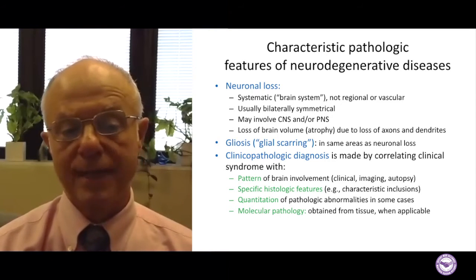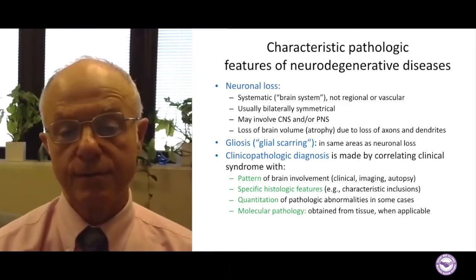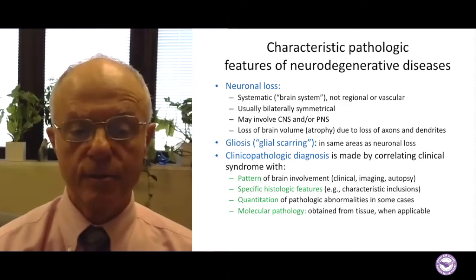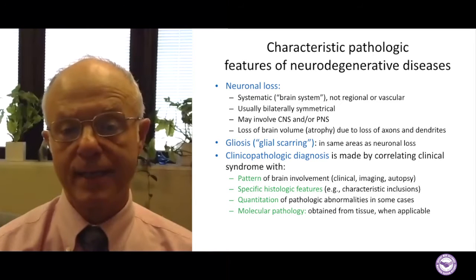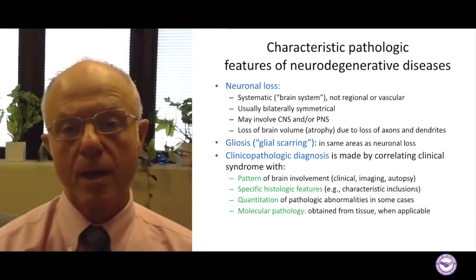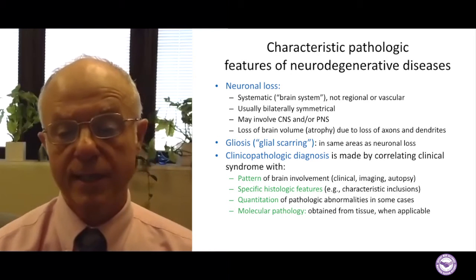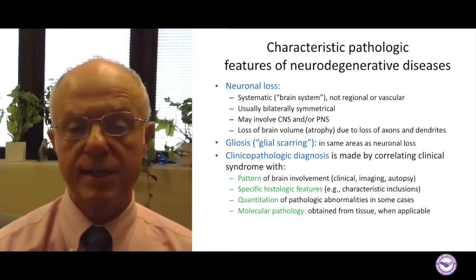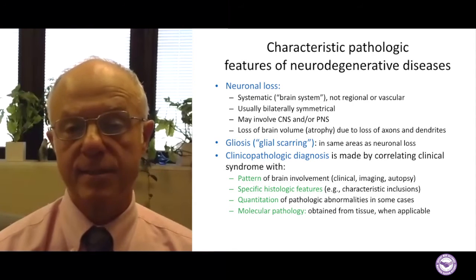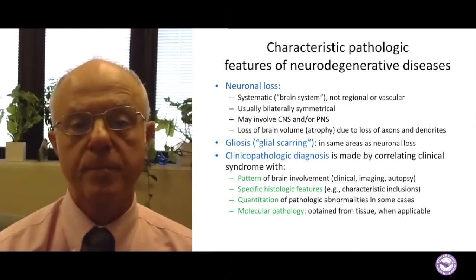As a pathologist, then, we correlate our findings with the clinical findings, and that includes the pattern of brain involvement. Does that match the clinical and the imaging findings with our pathologic findings? We look for these particular histologic inclusions or characteristic features. Sometimes we actually have to count them and quantify them, and then once in a while, with increasing frequency, molecular testing is done to confirm the diagnosis.